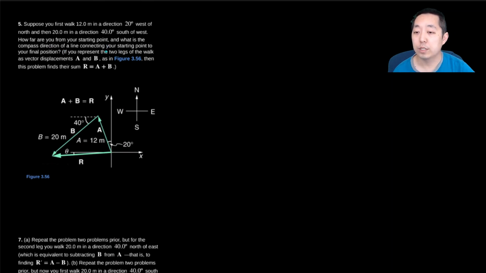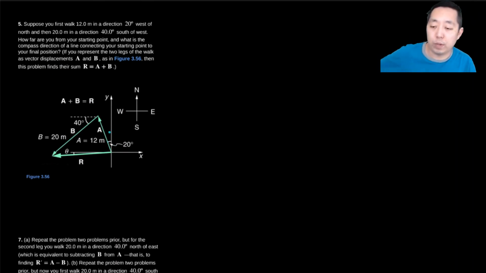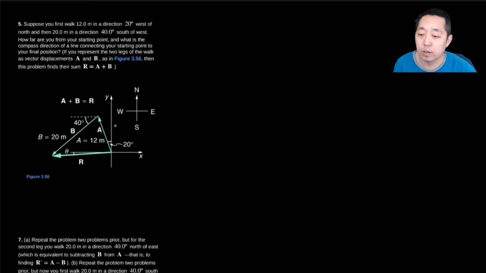How far are you from your starting point? And what is the compass direction of the line connecting your starting point to the final position? Parentheses, if you represent the 2 legs of the walk as vector displacements A and B, then this problem is to find their sums. There's actually a couple ways to do this one. I find the most straightforward way when I do these physics problems is I always break it into the horizontal and vertical components, and I simply add them up.